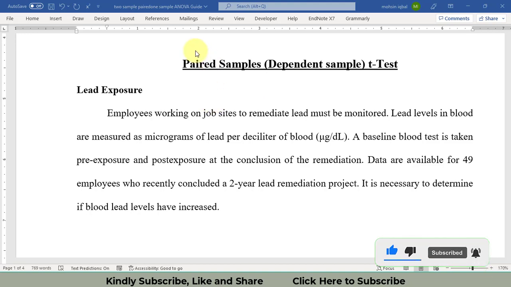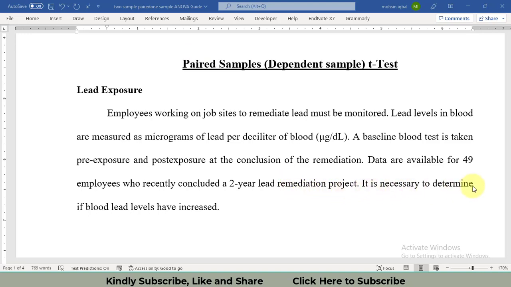The presence of lead in the blood of employees that work on the sites is very dangerous. So regarding health and safety, the measurement of lead per deciliter of blood is taken as a measure to check how much lead is present in the blood of the employees. As a baseline, a blood sample was taken from 49 employees at time 0, and then after 2 years of exposure at the site, again a blood sample was taken and the test was performed for the presence of lead in their blood on a remediation project.